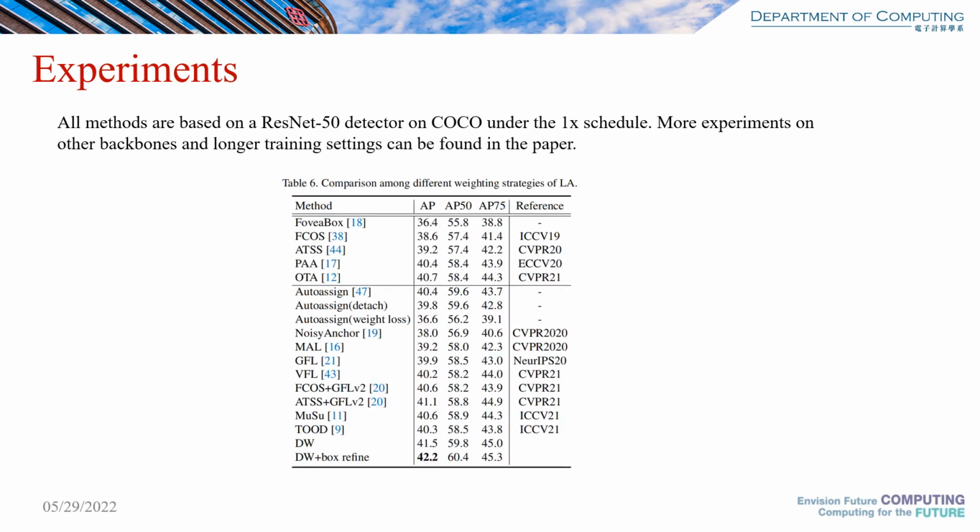We compare our DW with existing LA measures on COCO. The experiments shown in this table are all based on a ResNet-50 detector under the 1x schedule. We can see that our method achieves 41.5 AP, which to our best knowledge is the first method to achieve a performance of more than 41 AP on COCO without increasing any parameters and training cost over FCOS ResNet-50.